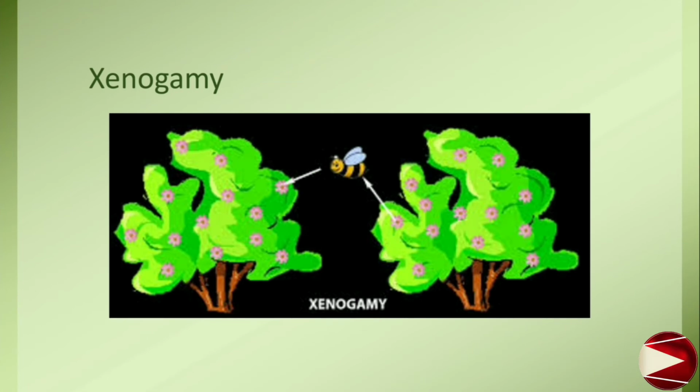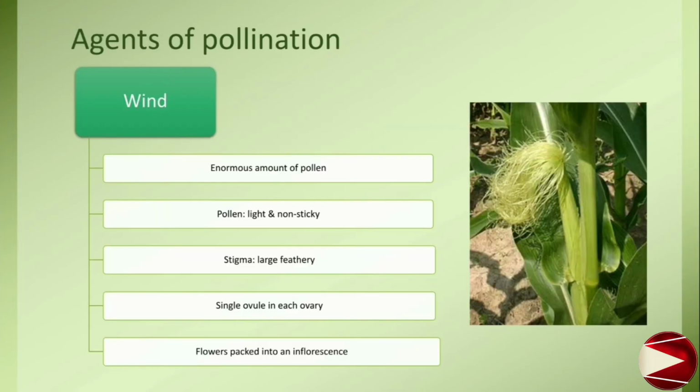Cross-pollination is also called xenogamy. Here pollination occurs between two different plants. Pollinating agents: plants use biotic or abiotic factors as pollinating agents. Only a small portion of plants use abiotic agents. Most of them use biotic agents, that is animals.